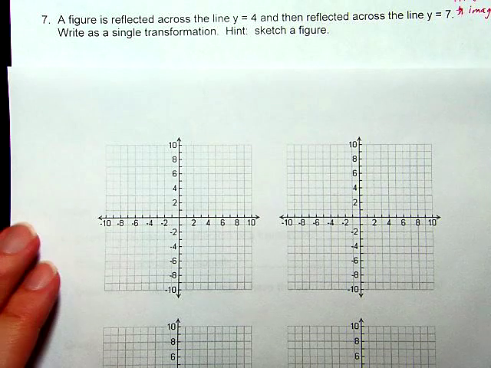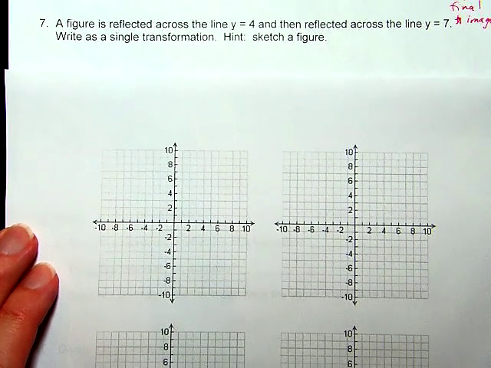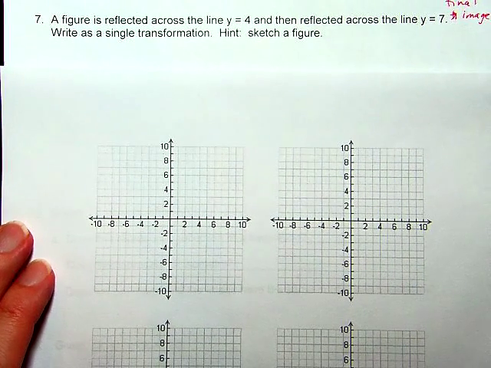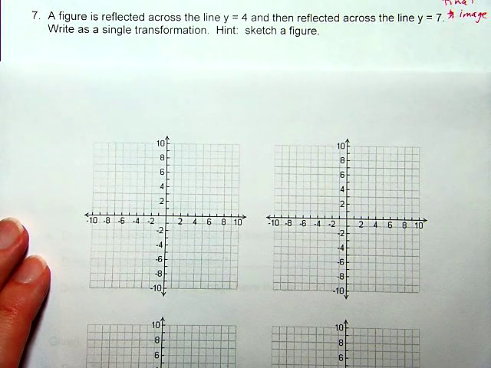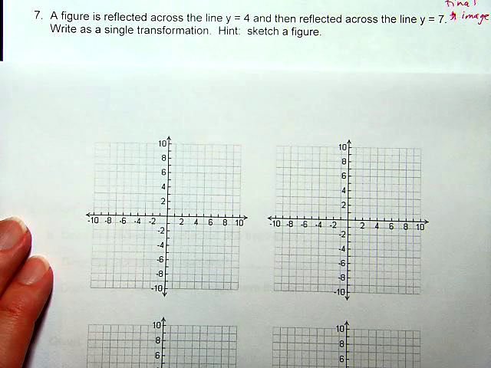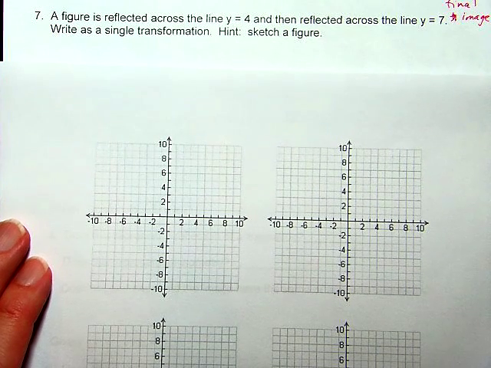So the next question says that a figure is reflected across the line y equals 4, and then after that its reflection is reflected across the line y equals 7. Write both reflections, or the composite of the two reflections, as a single transformation. Hint: sketch a figure.